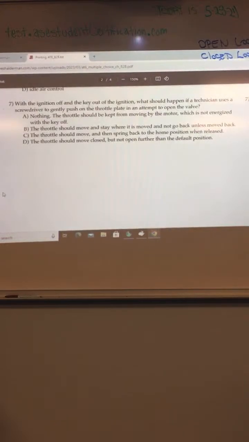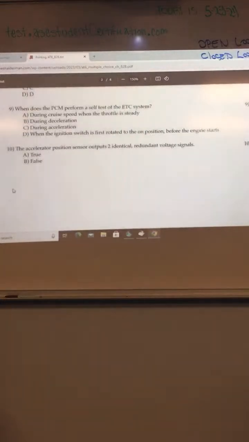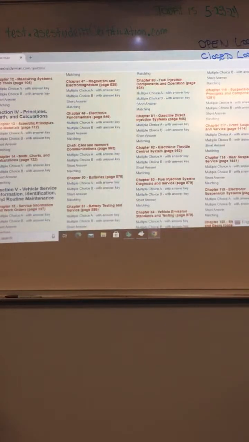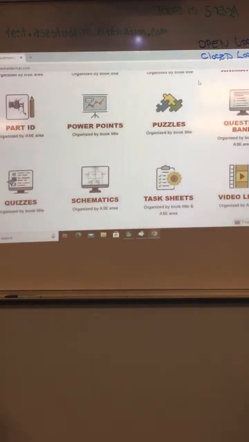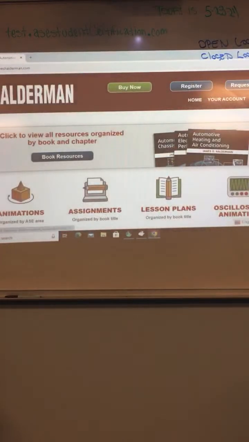Okay, we did that one, and that one. When does the self-test of the system happen? When the ignition switch is first rotated to the on position, before the engine even starts, it'll do a self-test. Are these signal voltages identical? No, they're opposite each other.